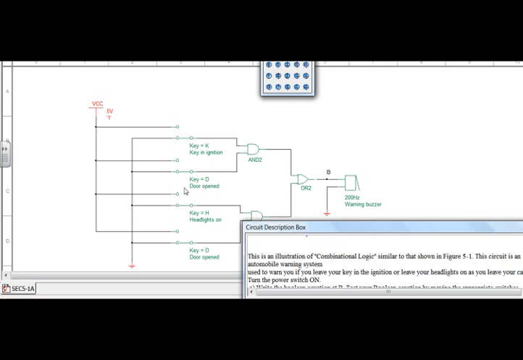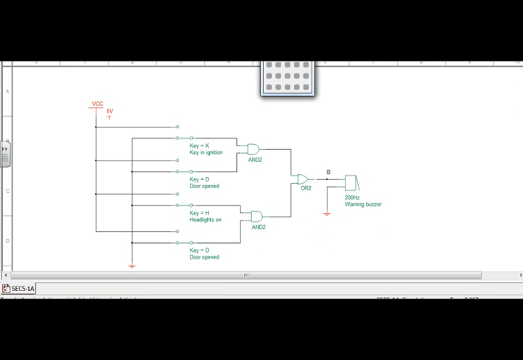Oh, that's cool. Oh, this guy's gonna buzz. All right, so I turn on the ignition. Is the door open? Headlights off. Door open. All right, so if the door is open, it should be buzzing. Why are we not buzzing? How disappointed. I'm disappointed in the buzz.